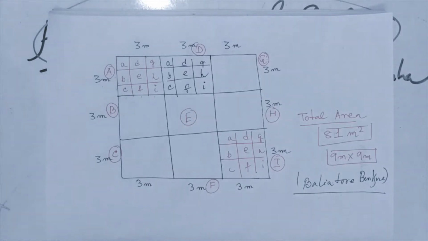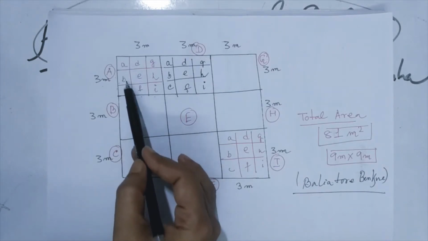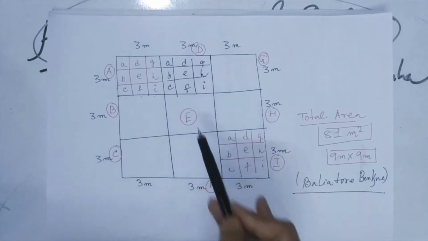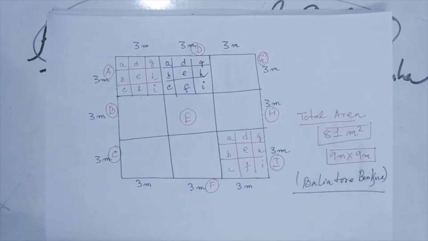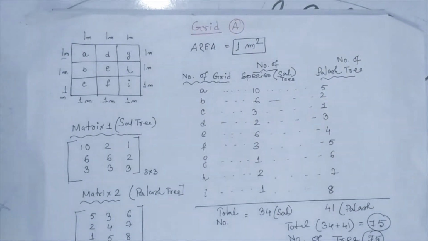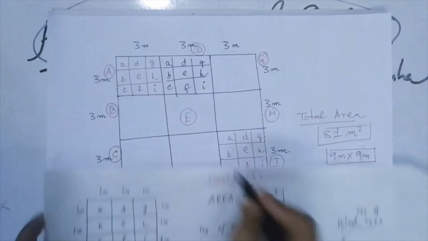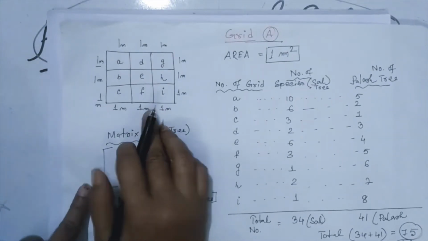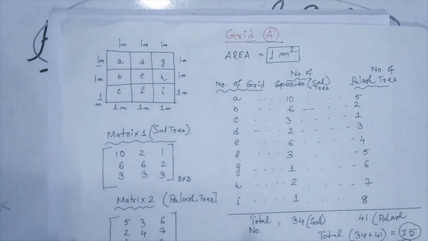For grid number 1, suppose this is grid A, which contains small a, small b, small c, and so on, 9 grids: B, C, D, E, F, G, H, I. Okay, I think it's clear to you. Then they prepared a plant matrix on the basis of field data. Suppose this is grid number 1, and this is the repetition of grid number 1. This is a 1 meter by 1 meter zone, and they prepared the matrix.